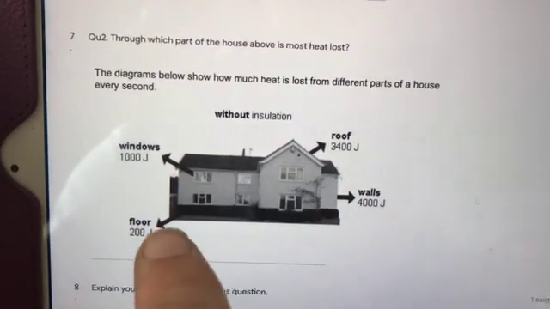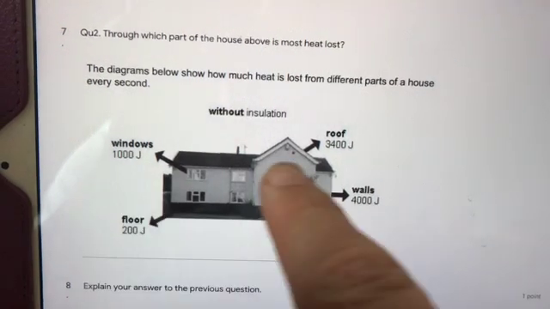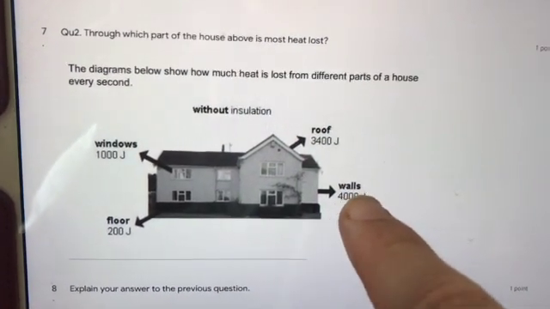Next question is saying which one lost the most heat? Well, if we look here, that's lost 200 joules, 1000 joules, 3400, 4000. The one that's lost the most heat is the walls.